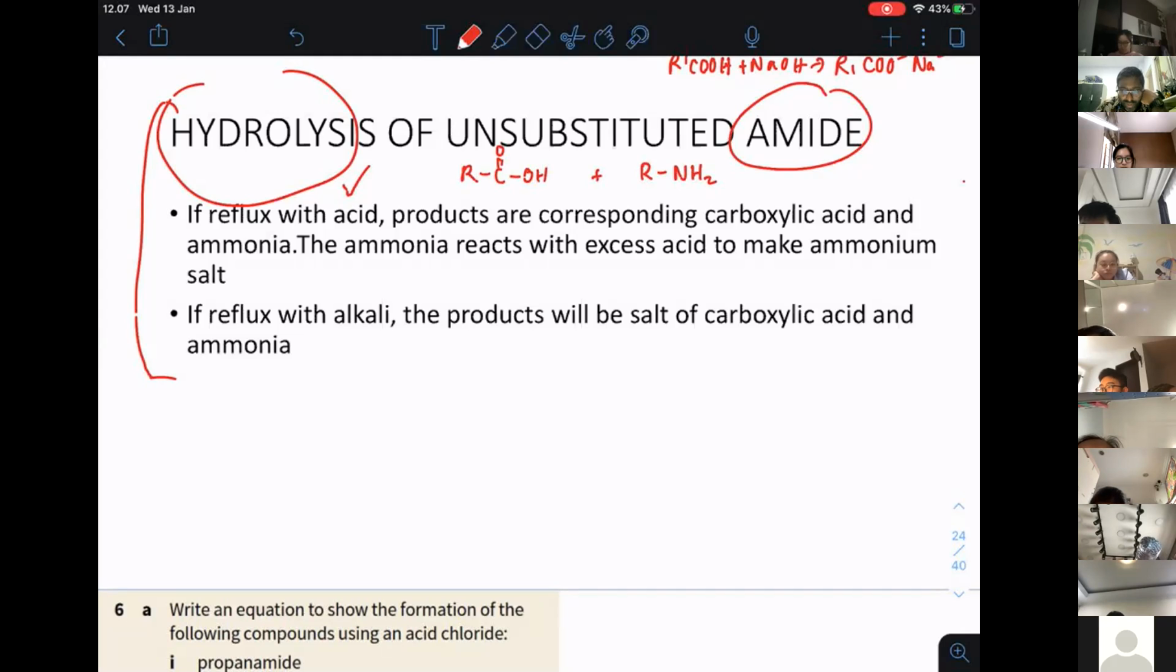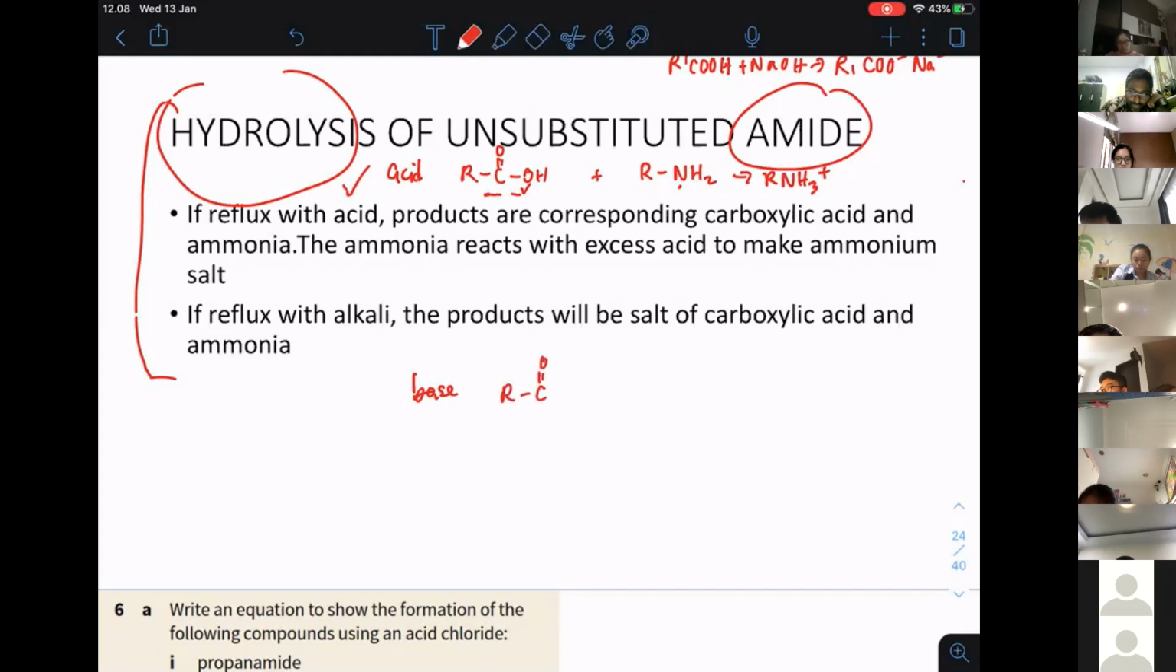If you are using acid, what happens? This will stay. This one will change into RNH3+ if you are using acid. But if you are using base, the carboxylic acid will react with the sodium hydroxide, for example. You are going to get RCOO- and Na+, and this RNH2 will stay, because a base does not react with base. So this is important.